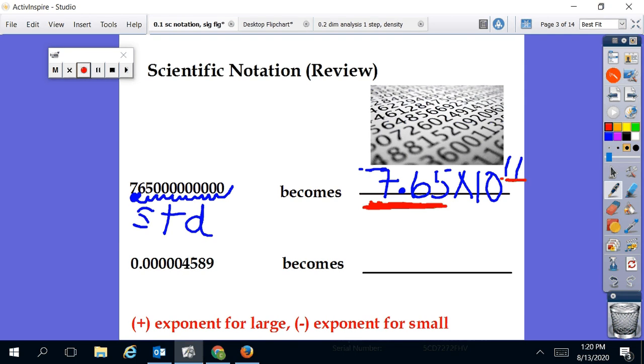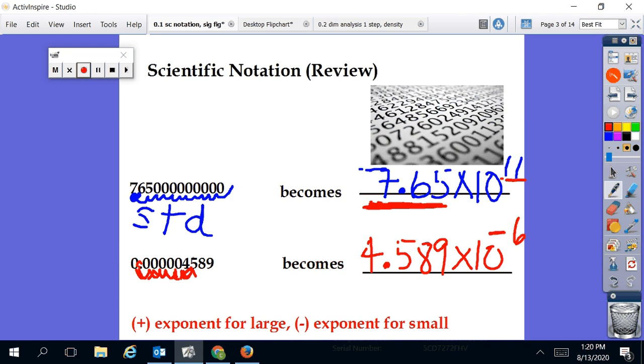Okay, now let's look at this next number. Now this number is less than 1. So now we have to move the decimal over to the right. 1, 2, 3, 4, 5, 6. I moved it over 6 places to get that number between 1 and 10. So my number here is 4.589 times 10. Now the exponent is going to be negative. And let me count again. I forgot what I wrote. 1, 2, 3, 4, 5, 6. Negative 6.